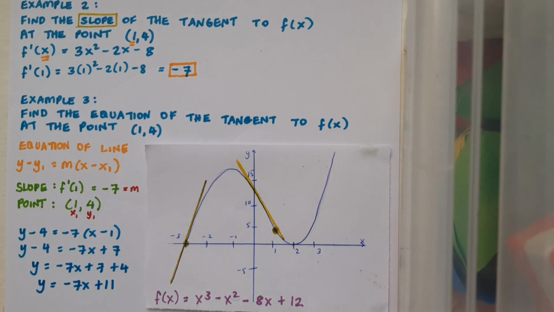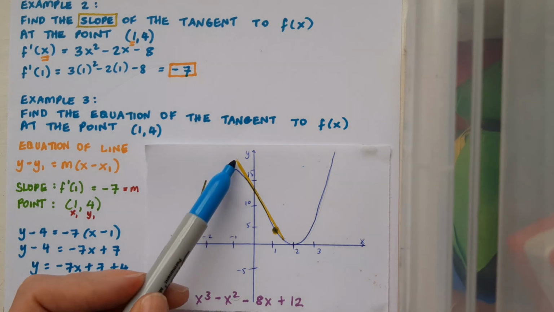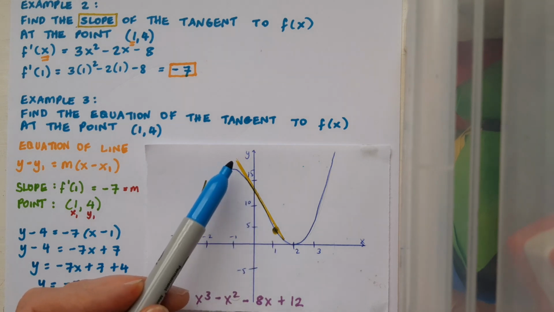I like to write the equation of my lines as y equals mx plus c. So in this case, this line is y equals minus 7x plus 11. And this is the equation of the tangent that we've drawn here that goes through the point 1, 4.